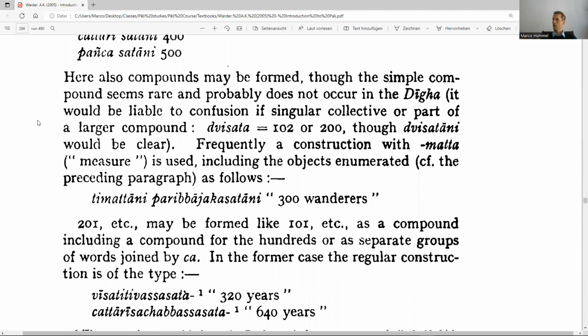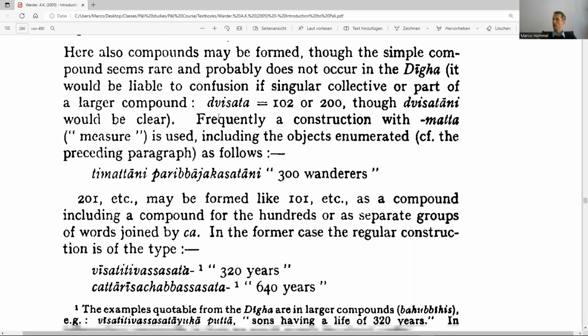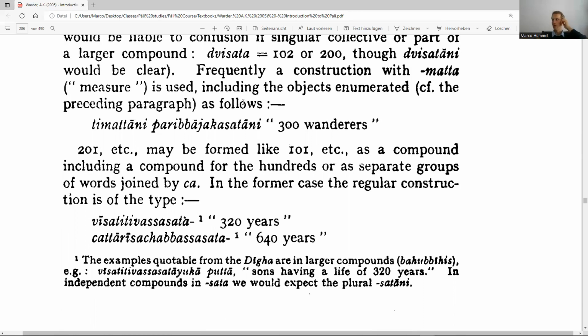Here also compounds may be formed, though the simple compound seems rare and probably does not occur in the Diga. It would be liable to confusion if singular, collective, or part of a larger compound. Dvisata, 102, or 200, though dvisatani would be clear. Frequently, a construction with mata, measure, is used, including the objects enumerated.